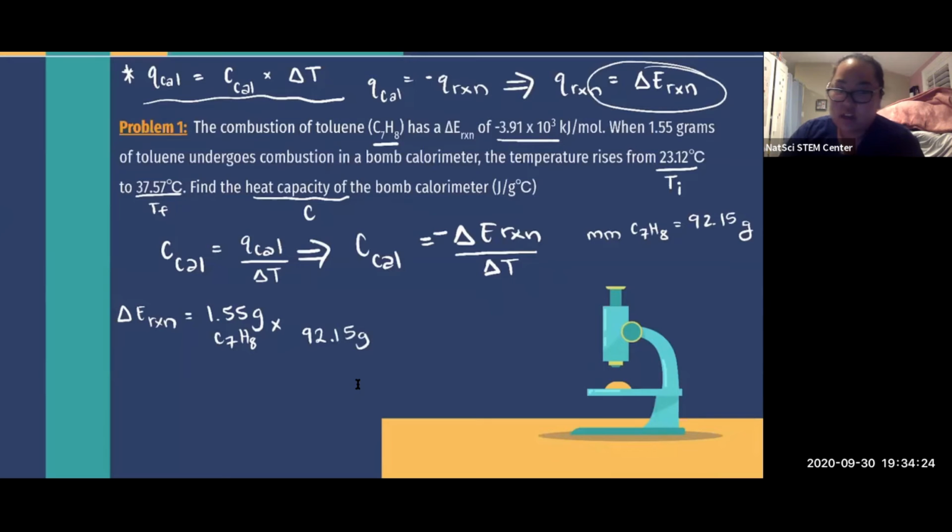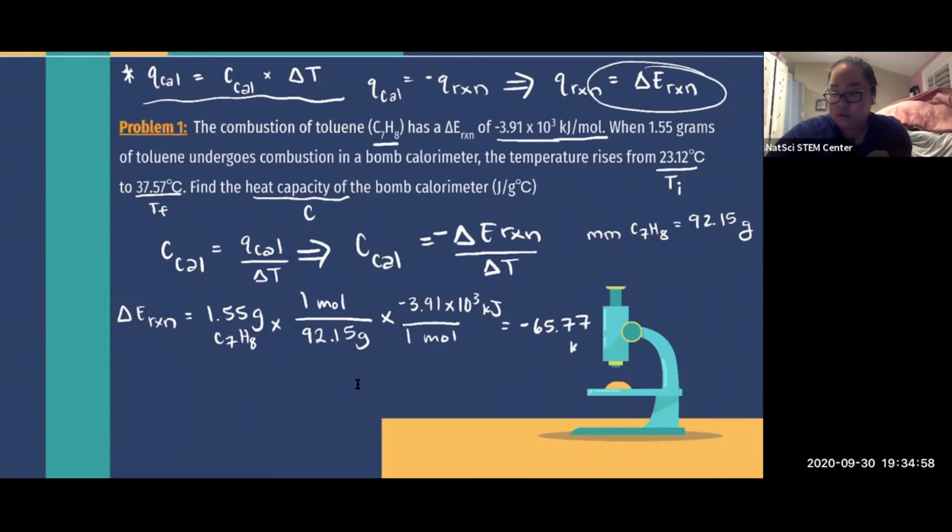Well, actually, really just to cancel out, sorry, to get to the moles in 1 mole. And then you will notice that we have the kilojoules per mole, so we can just plug that in to get the kilojoules, which is what we wanted. So it's 1 mole to negative 3.91 times 10 to the 3rd kilojoules. Your answer for this should be negative 65.77 kilojoules.